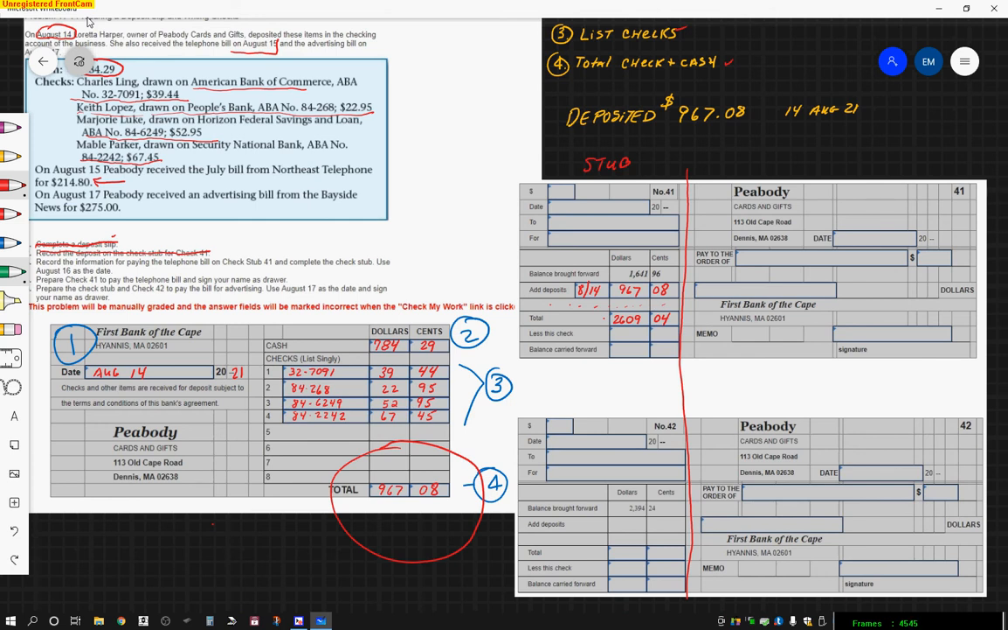Record the information for paying the telephone bill on check stub number 41. Well, we're dealing with check stub 41 right here. That's the check we're going to write. Complete the check stub. Use August 16th as the date. Okay, let's hit it. So how much money are we writing the check for? We're going to say $214.80. What was the date of the transaction? Well, it tells us that we should write the date as the 16th.